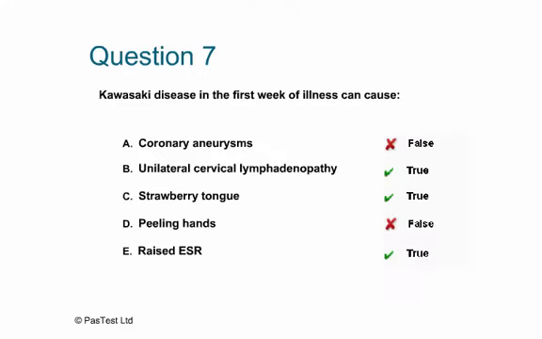Peeling hands, D, usually starts from about 10 days of the illness, whereas coronary artery aneurysms develop later, but both are associated with Kawasaki's disease. Strawberry tongue, the classical condition to consider with that is scarlet fever, which is a streptococcal infection.